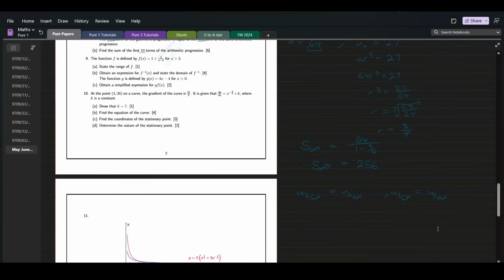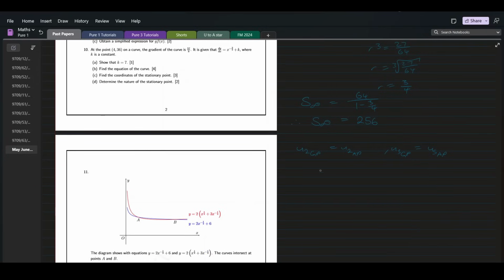Okay, so under a GP, we can say that U2 is the same as AR, but since we're going to have to write A for the GP and A for the AP, I'll just write this as A_GP so that we don't confuse the two A's. So this is A_GP R is equal to, under an arithmetic progression, U2 is A plus D. So I'll write an AP there so we don't confuse.